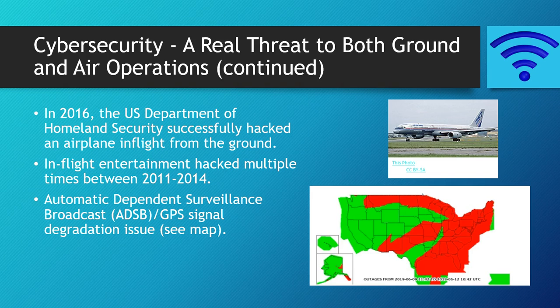Since ADS-B signals are unencrypted and unauthenticated, that makes the system more susceptible and vulnerable to hacking. With no encryption and open broadcast data, ADS-B communications are at risk. We'll cover mitigation and resilience measures in the next slide.